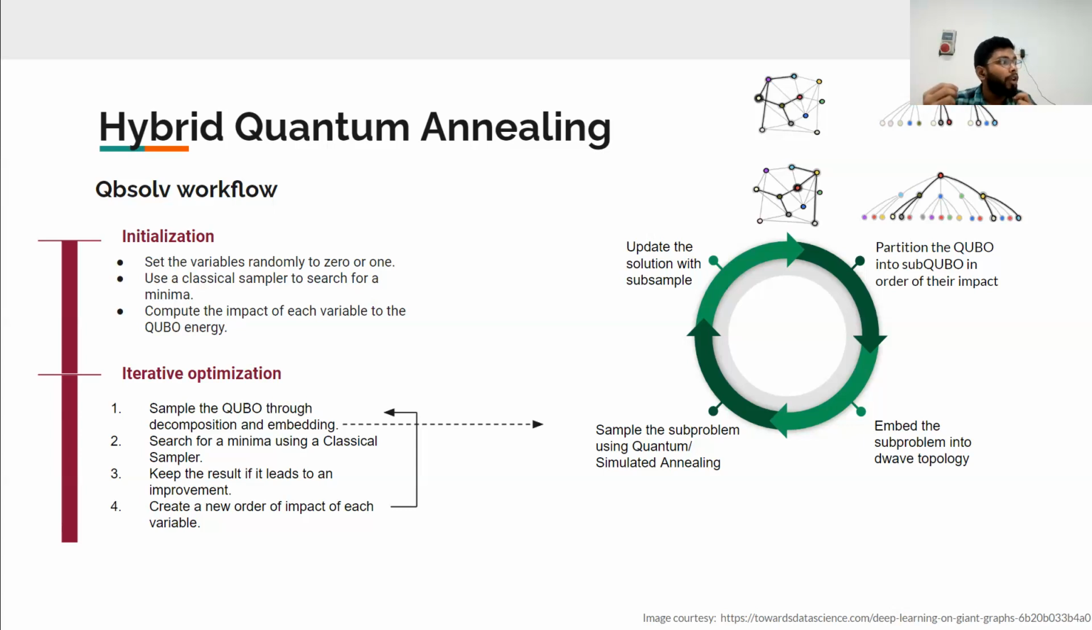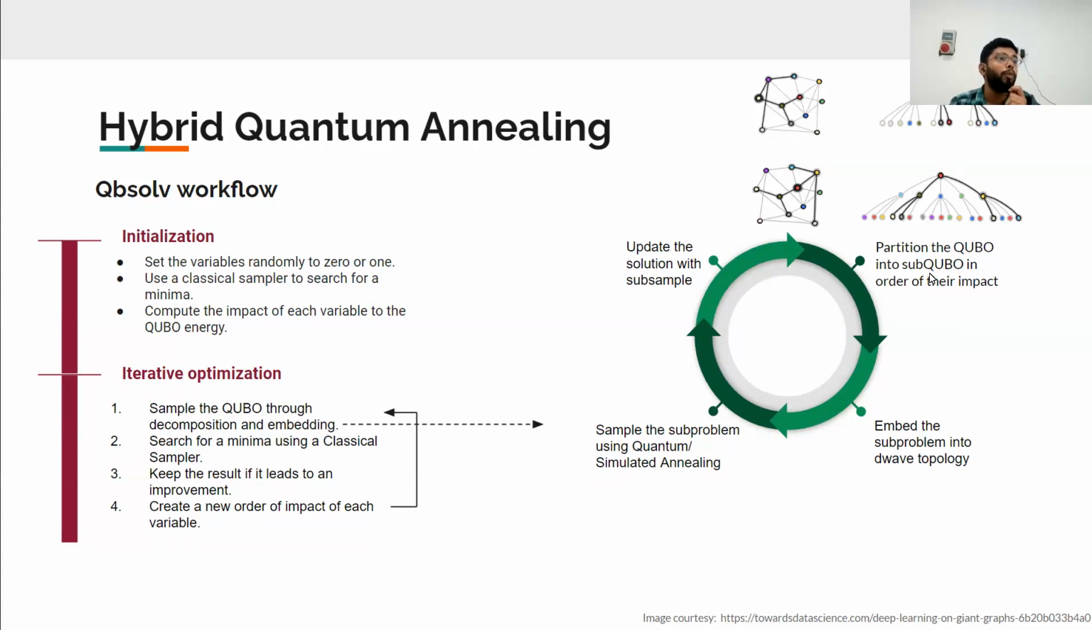Then you will compute the impact of each of the bits to the QUBO energy so that you can order them in that order, and you will start optimizing them in chunks in that order. So in the iterative optimization step, the first step is that you will sample the QUBO through decomposition and embedding techniques. So here, that step I have shown in this diagram.